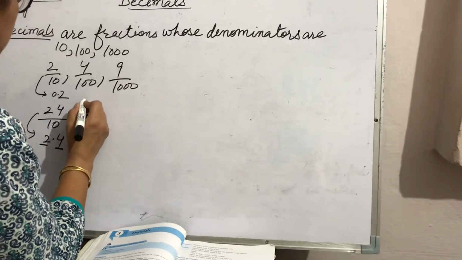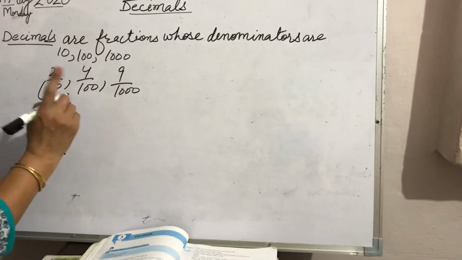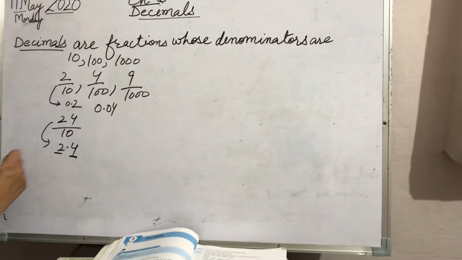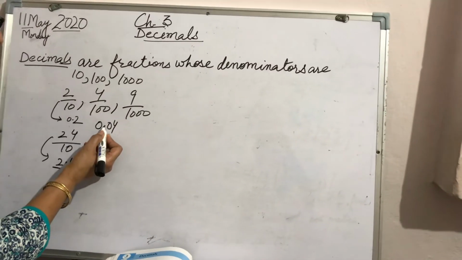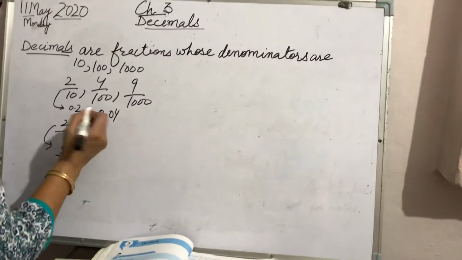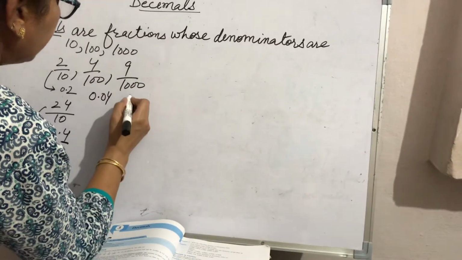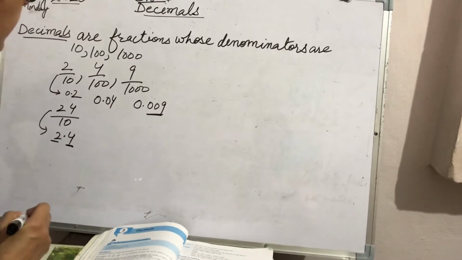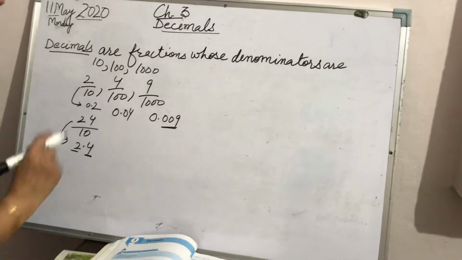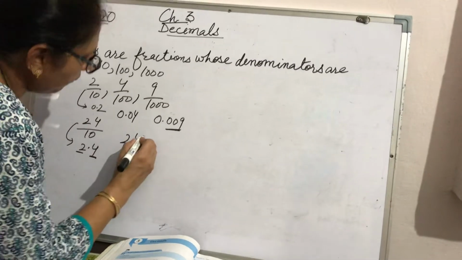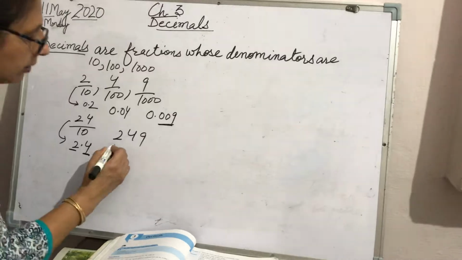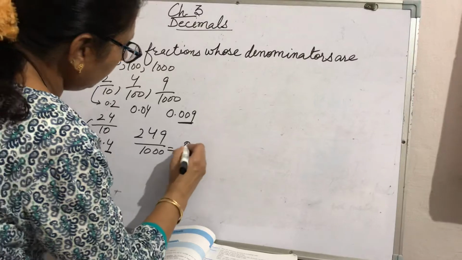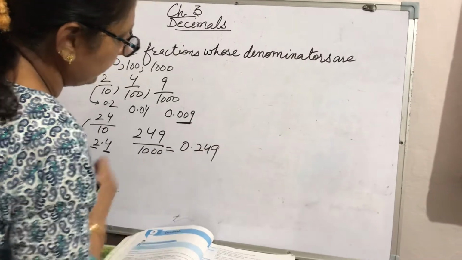Same as if we take this example, 100, two zeros are there. Now we should take two decimal places, like 0.04. Two zeros are there, so in the decimal places there should be two digits. Same as if 9 by 1000, 0.009. Three digits should be in the decimal place. Suppose we take 4249 upon 1000, then all the digits should be in the decimal place in this way.